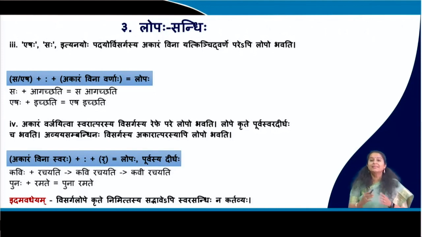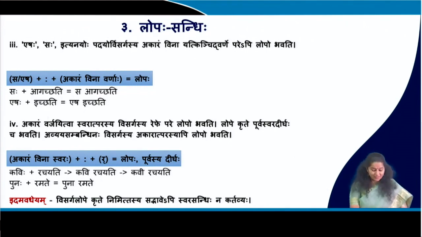Astu. So let's look at the next two rules that are there in the context of the lopa sandhi. The first one here is: eshaha plus saha ityanayoho padayor visargasya akaram vina yat kinchid varne pare lopo bhavati. So what is it saying? That if you have a saha or an eshaha followed by a visargaha plus any varna, any letter other than the akara, then the visarga will drop. You see, it's quite easy here actually. So what happens? Saha plus agacchati, sa agacchati. Eshaha plus ichchati, esha ichchati.